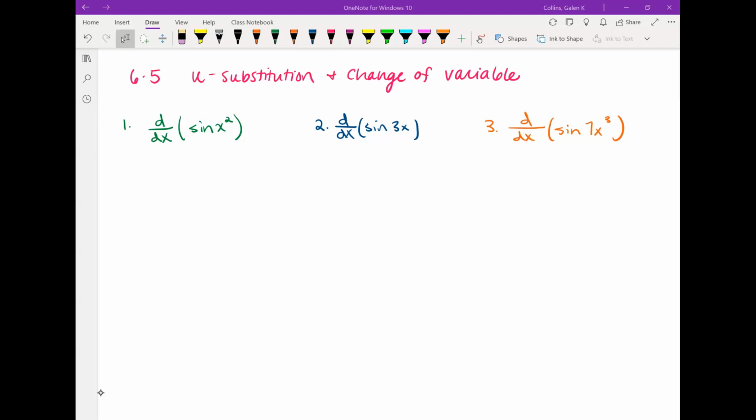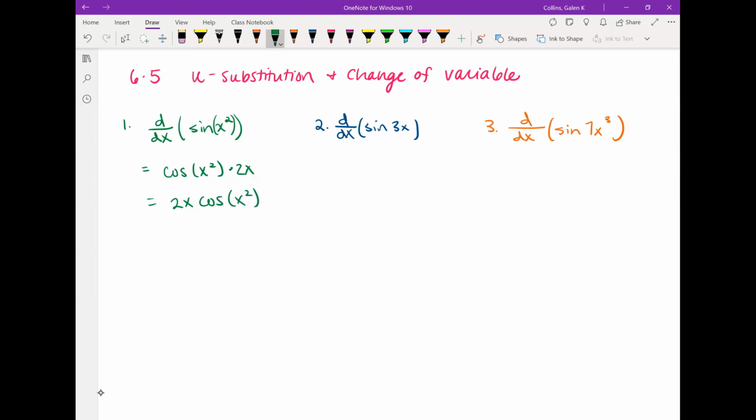If I look at this first example, if I were to take the derivative of the sine of x squared with respect to x, I know that I would take the derivative of the outer function, the sine function, and get the cosine of x squared, and then I would have to multiply that by the 2x, the derivative of the innermost function, and that's just the chain rule. So the derivative of sine of x squared is 2x times the cosine of x squared.